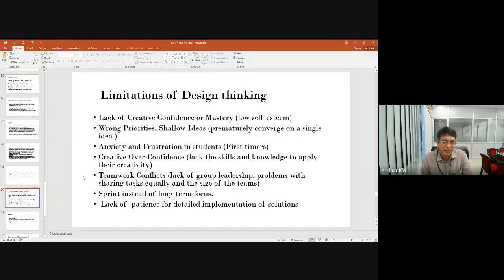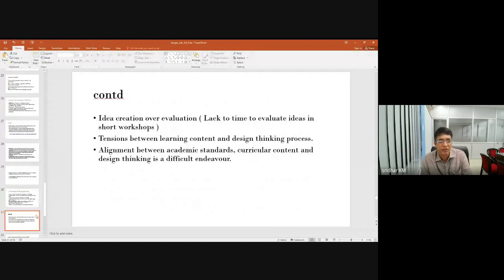Time element is very constrained in pedagogical design using this approach. Lack of patience for detailed implementation of solutions is also a problem. Lack of time to evaluate ideas is also a key problem in design. There may be tensions between learning content and design thinking process. This is also bound to happen during the implementation phase.